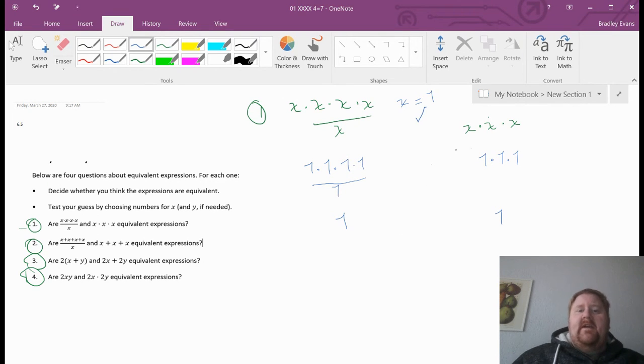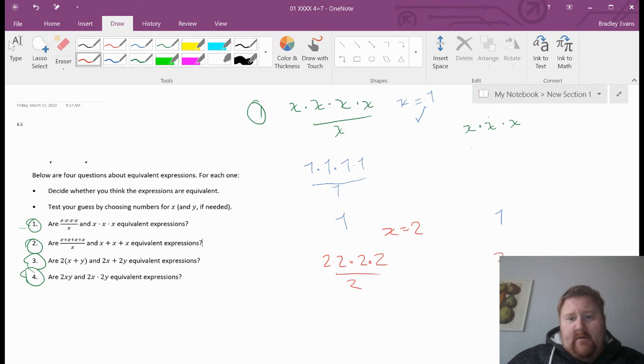And 1 times 1 times 1 is also going to equal 1. So when x equals 1, they are equivalent, but that's not enough. We need to prove that they are always equivalent. So let's try x equals 2. Now we have 2 times 2 times 2 times 2 divided by 2, and 2 times 2 times 2. 2 times 2 is 4, times 2 is 8, times 2 is 16, and divided by 2 is going to be 8. And 2 times 2 is 4, times 2 is 8. So for x equals 2, they are also going to be equivalent.